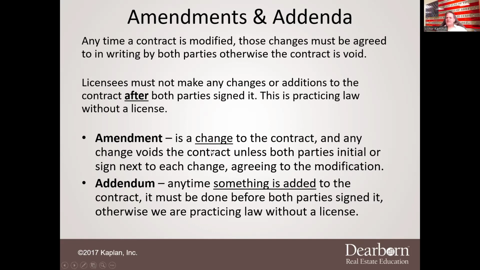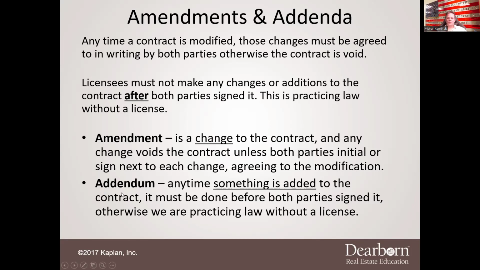So an amendment is making a change to a contract. An addendum is when you add something to it. It even has the word add in it, right? So an amendment is when you make a change or modification to a contract. An addendum is when you add something to the contract. Either way, both parties have to sign it.